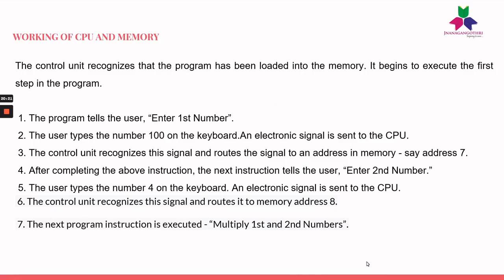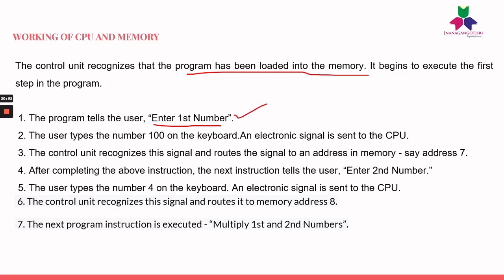Working of CPU and memory. So, the control unit recognizes that the program has been loaded into memory. So the control unit first recognizes that a program has come and been loaded into memory. Then it executes stepwise. The first step is it asks the user to enter the first number. This is our first input entered by the user.